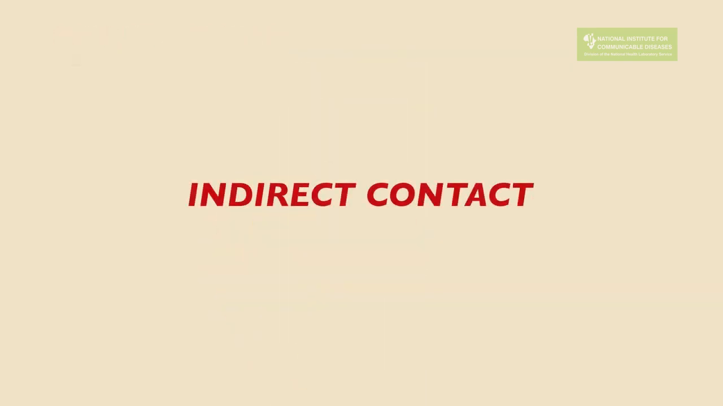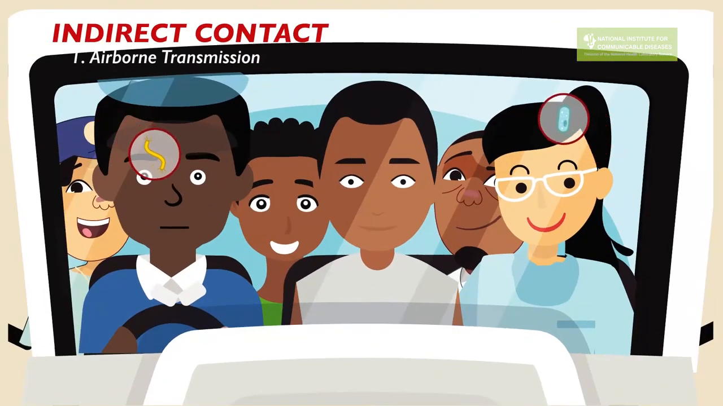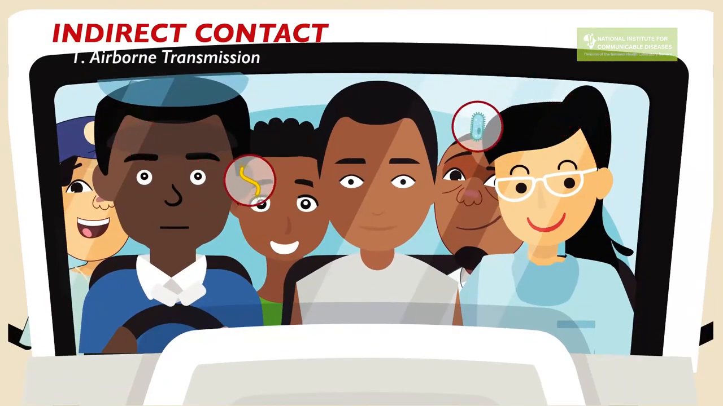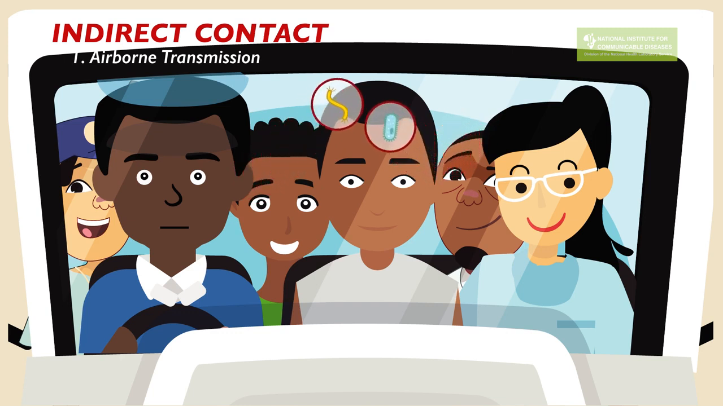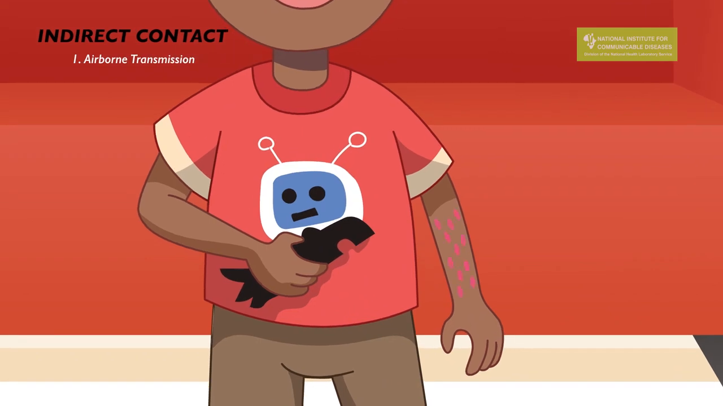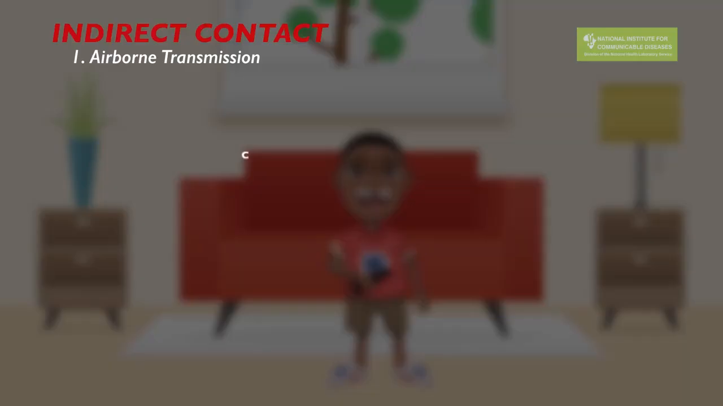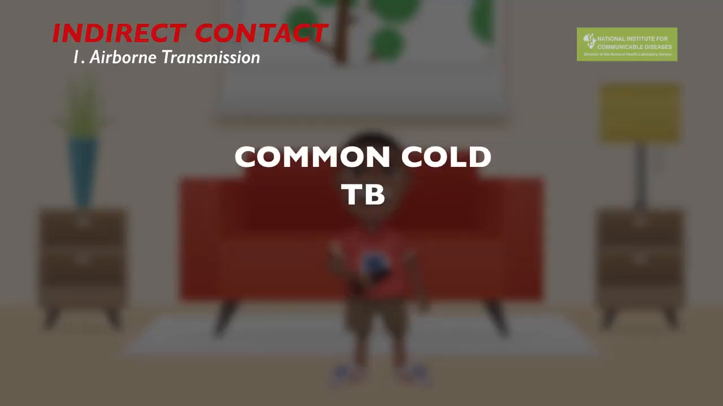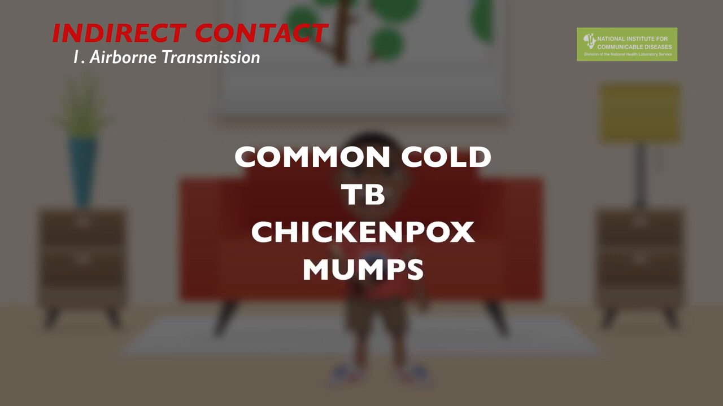Infectious diseases can also be spread indirectly through the air and other mechanisms. For example, airborne transmission. Some infectious agents can travel long distances and remain suspended in the air for an extended period of time. You can catch some diseases simply by breathing. These are called airborne diseases. You can catch a disease like measles by entering a room after someone with measles has departed. Other diseases that spread through the air are common cold, TB, chickenpox, and mumps.